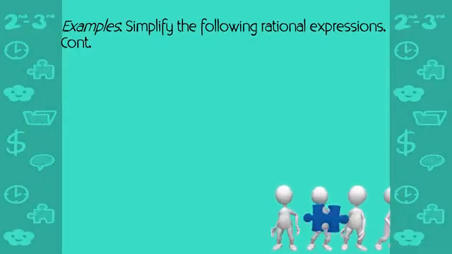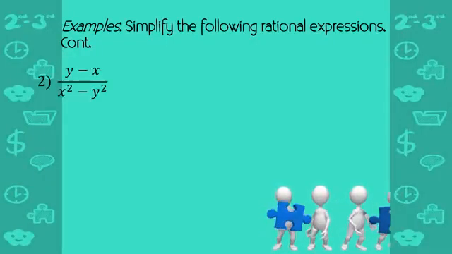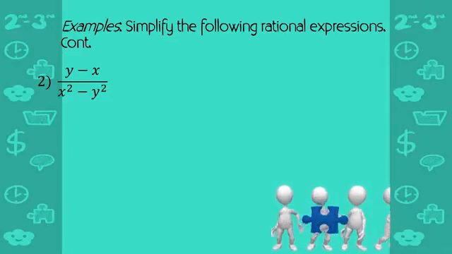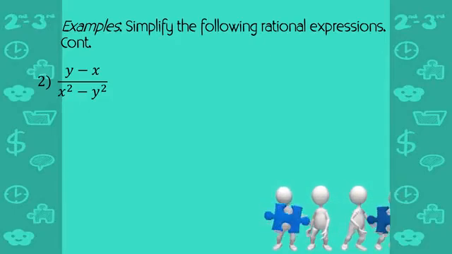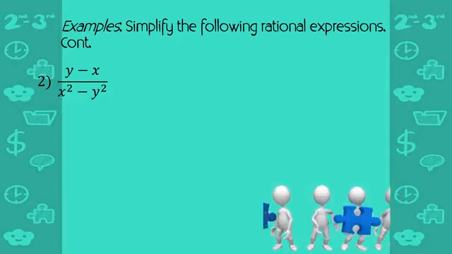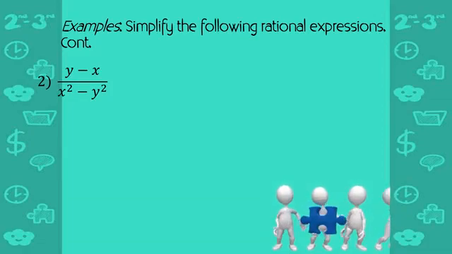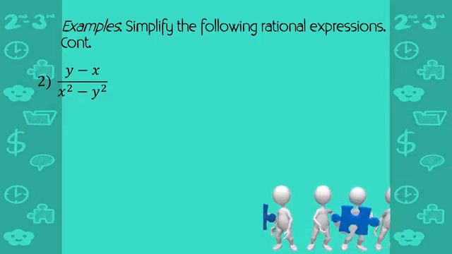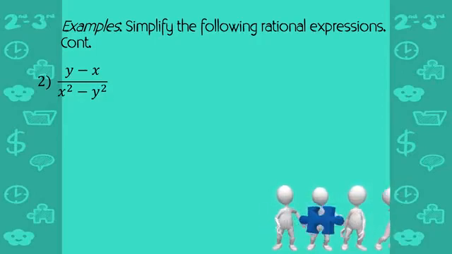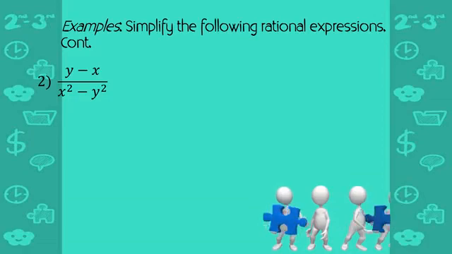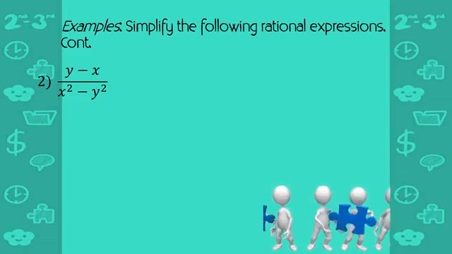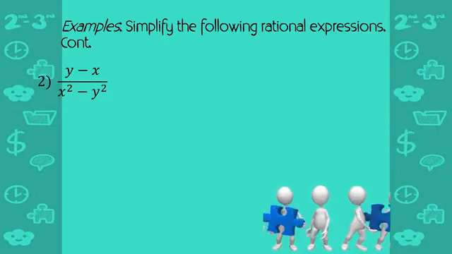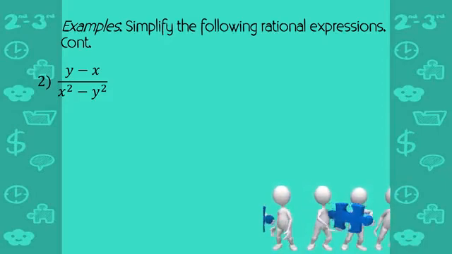Okay, so let's proceed now with our example number 2. You have y minus x all over x squared minus y squared. So this example is different from our previous example, that is example number 1, because in this example, our numerator is a binomial and our denominator is a binomial. So we follow the simplifying rational expression rules. So the first rule is to factor out the numerator and also your denominator, to factor them such that our factors are prime factors.